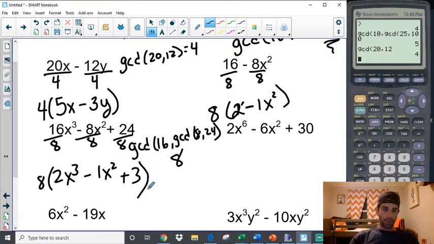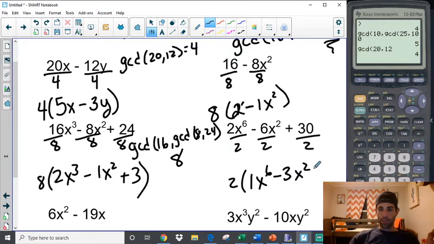All right. Last one here, GCD of 2, 6, and 30 is 2. X, nothing, so your GCD is only going to be the 2. And then divide, I'm going to get 1x to the 6th minus 3x squared plus 15. So there you go. There is how you do GCD when you have a number in common.